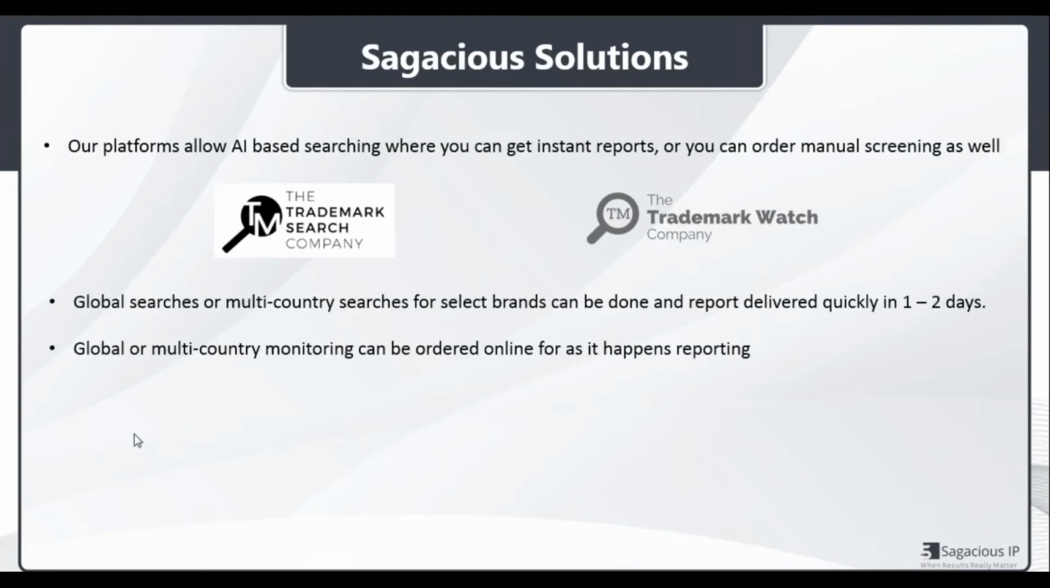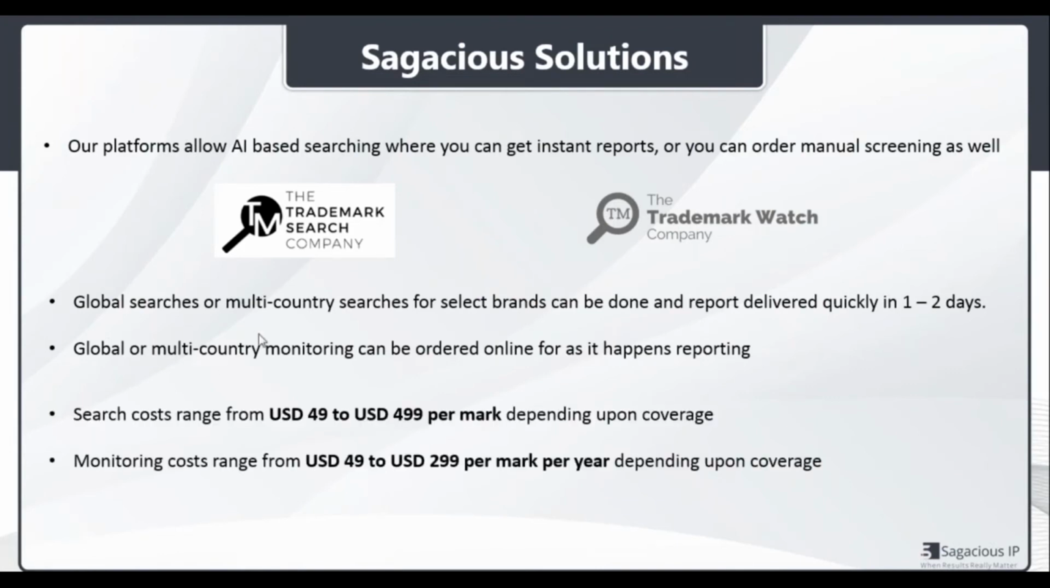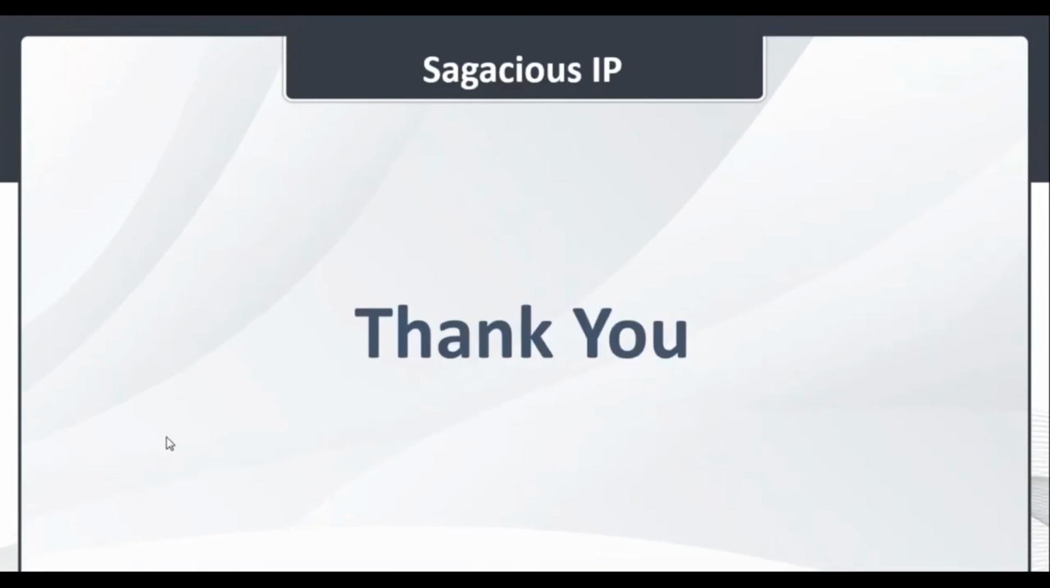Our platform allows AI-based searching where you can get instant reports, or you can order manual screening as well. Global searches or multi-country searches for selected brands can be done and the report delivered quickly in one or two days. Global or multi-country monitoring can be ordered online for as-it-happens reporting. And the best part is search cost ranges from USD 49 to USD 499 per mark depending upon coverage. Monitoring cost ranges from USD 49 to USD 299 per mark per year depending upon coverage. Thank you.